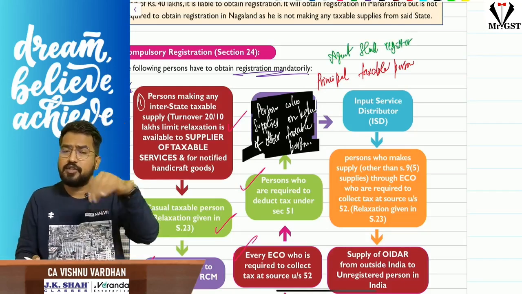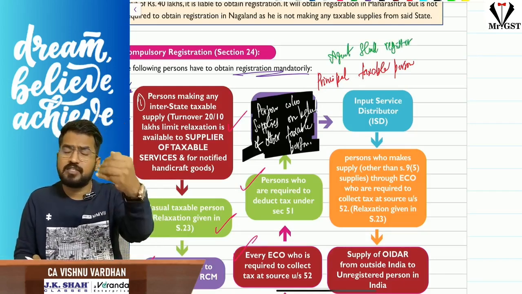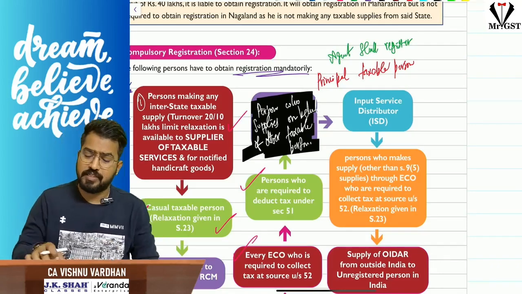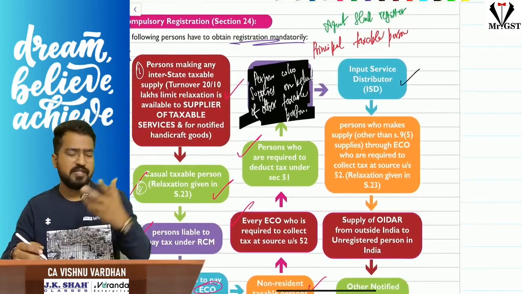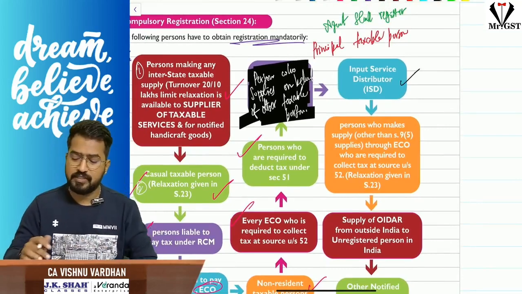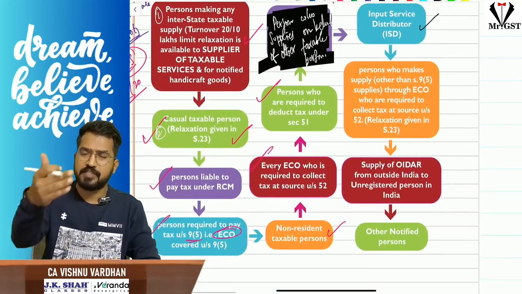If you are acting as an agent of a person who is registered or liable for registration, a taxable person, then you should also definitely register. In your books it will be correct only, don't worry. Next, input service distributor, a CA final related concept, nothing to worry. So you can see it later. Next, we'll see in CA final.